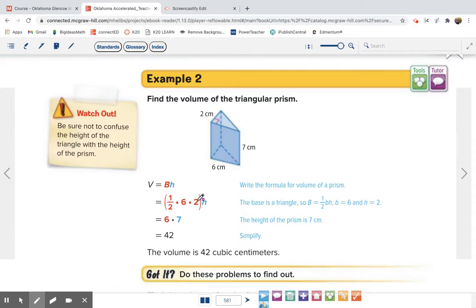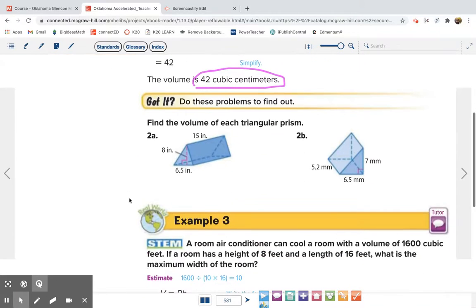So we have 1/2 times 6 times 2. Well, that's easy. 6 times 2 is 12. Half of that is 6. So then we have 6 times the height of the whole figure, which is 7. So we get 42 cubic centimeters. So all you're having to remember on this is to plug into the formula. So I'm going to go ahead and give you practice on one of those. Let's do just 2A. Don't do 2B. Just try 2A, and then I will go over it with you.